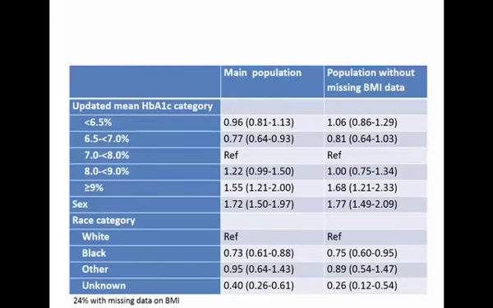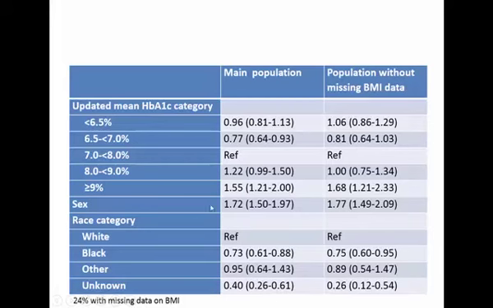If you'll go to the next slide. So what we did was we took the second column, which is the main analysis, but we conditioned it only on those that had BMI measurements. So in this first one, we didn't adjust for their BMI, but everyone had a BMI measurement. But in this population, these are the people who had a BMI measurement as well, but we also adjusted for it.